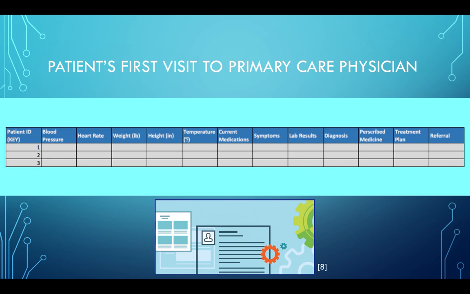The patient's first visit to the primary care physician would consist of acquiring additional information, including the blood pressure, heart rate, weight, height, temperature, current medications they're on coming into the office, symptoms, lab results that are acquired, the diagnosis, prescribed medication, and the treatment plan, and also a referral to any outside doctors. In our case, this would be a referral to the psychiatrist.